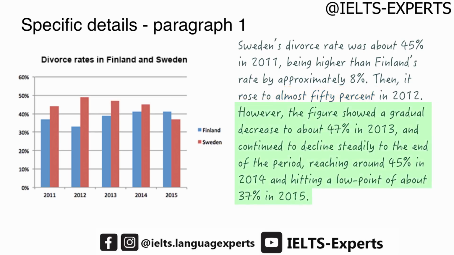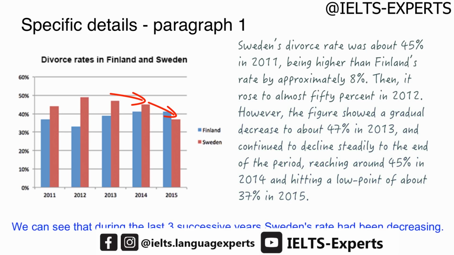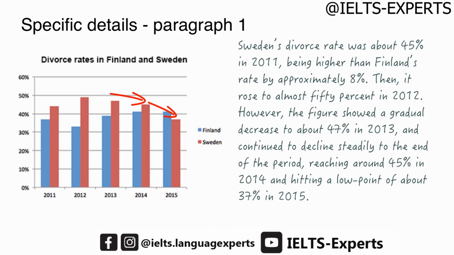And the last sentence in this paragraph is dedicated to Sweden's decreasing trend at the end of the period. We can see that during the last 3 successive years, Sweden's rate had been decreasing. So I combine this information in the last sentence by writing, however, the figure showed a gradual decrease to about 47% in 2013 and continued to decline steadily to the end of the period, reaching around 45% in 2014 and hitting a low point of about 37% in 2015.